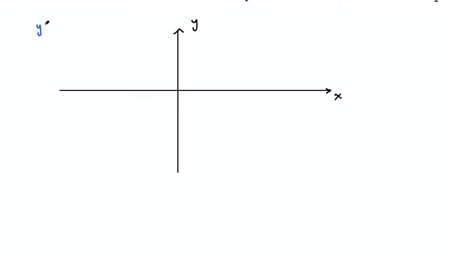So graphing y is equal to 3x plus 3, right? This has a y-intercept at 3, that's right here, and a slope of 3. So if I go to the right by 1, I need to go up by 3. Okay, so that's going to be approximately here. So we have our line right here.